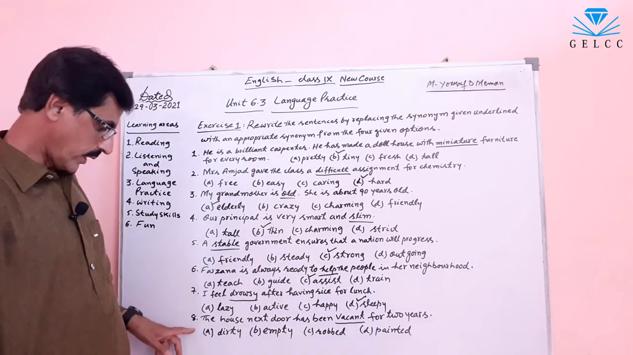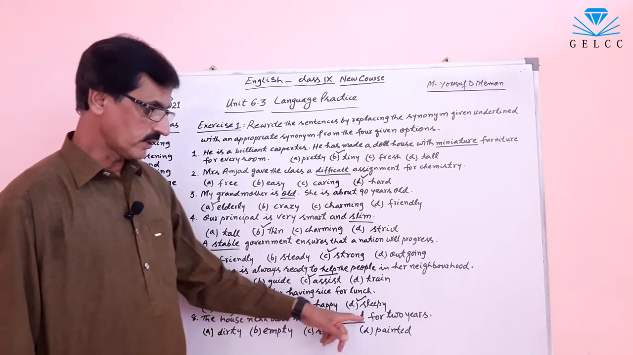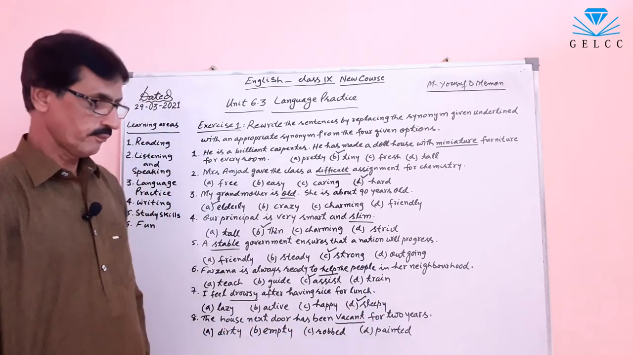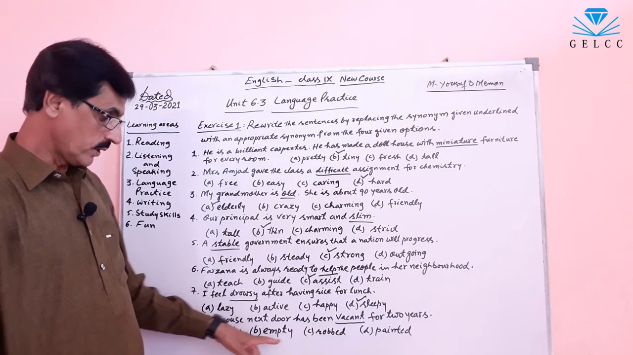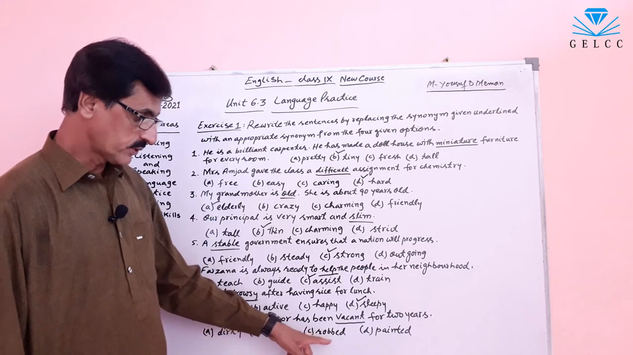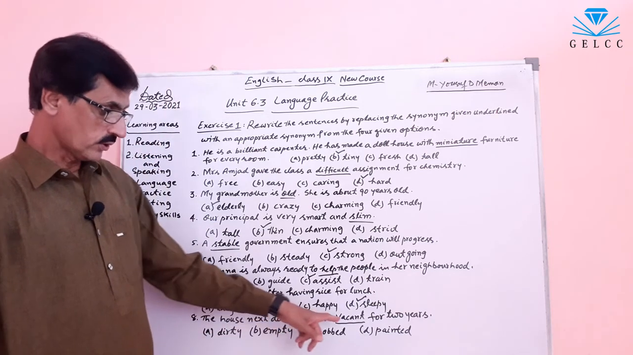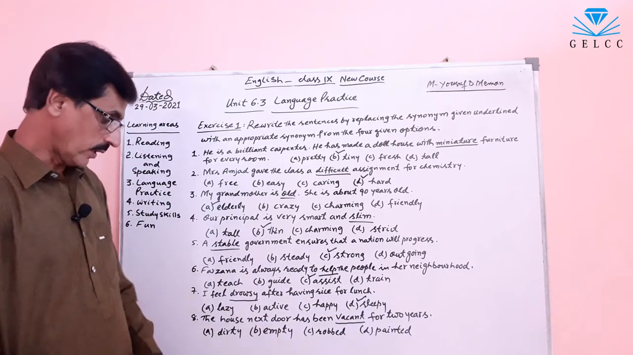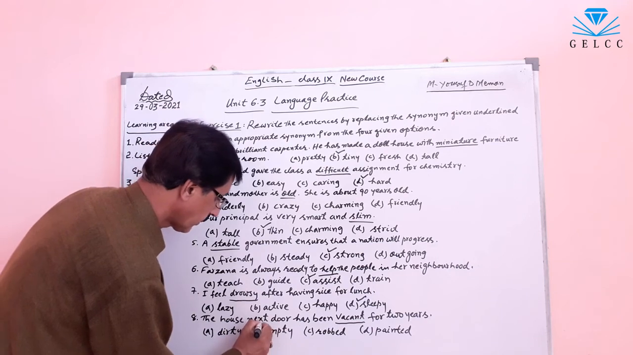Now, number 8. The house next door has been vacant for 2 years. Options are A. Dirty, B. Empty, C. Robbed, D. Painted. The synonym of the word vacant is empty. Option B is correct.